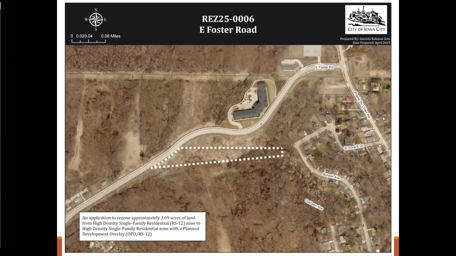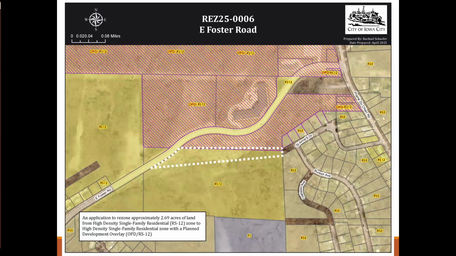So here, we have the subject property outlined in that dashed white line. The aerial image shows that this lies just south of East Foster Road, below Lot 5 Forest Hill Estates subdivision. The subject property has not been subdivided and is planned to develop as the stormwater system for the townhome development located just north on Lot 5. Then to the south of the subject property, the land is vacant and unsubdivided. The subject property, the land to the south, and the land to the west are zoned RS12. The properties north are zoned OPD RS12, and then there is RS5 zoning to the east.